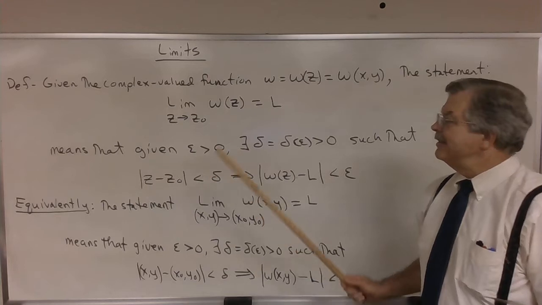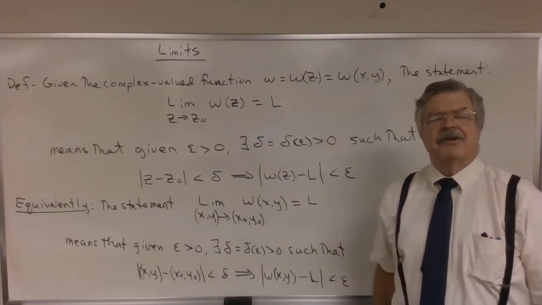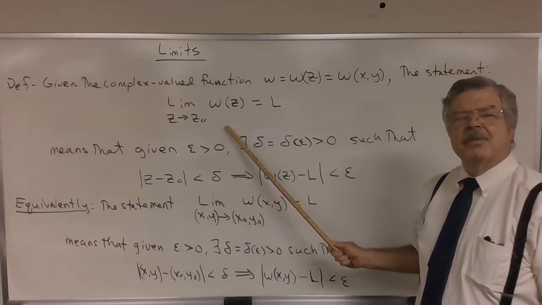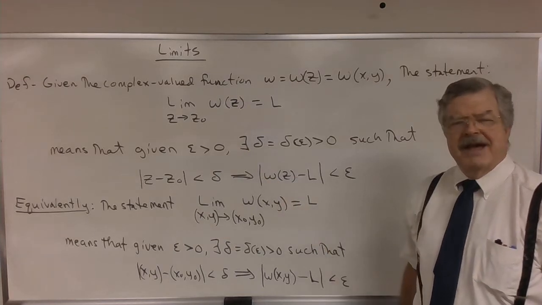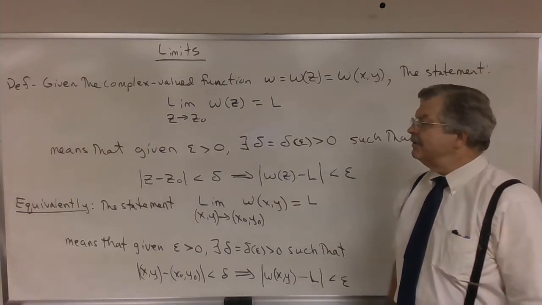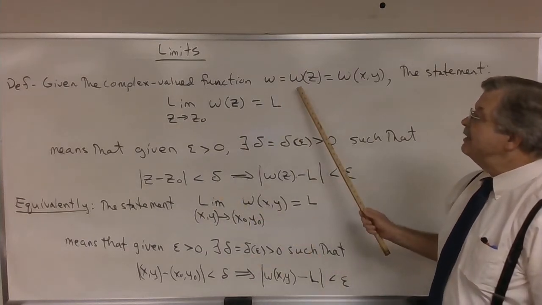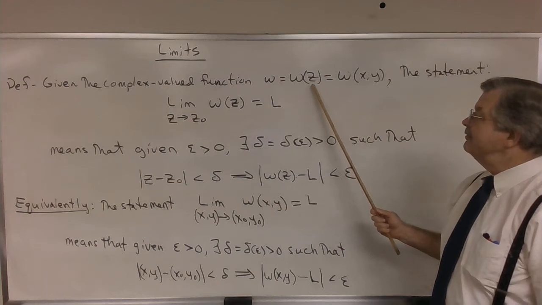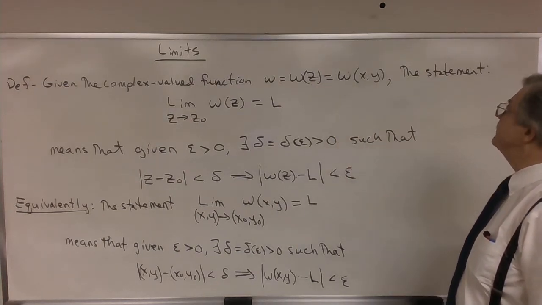I'll start with a definition, and we'll work with the definition over and over again in the sense that we will analyze what it really says, and then we'll do some examples. First of all, W is a complex valued function of Z, where Z is a function of X and Y.